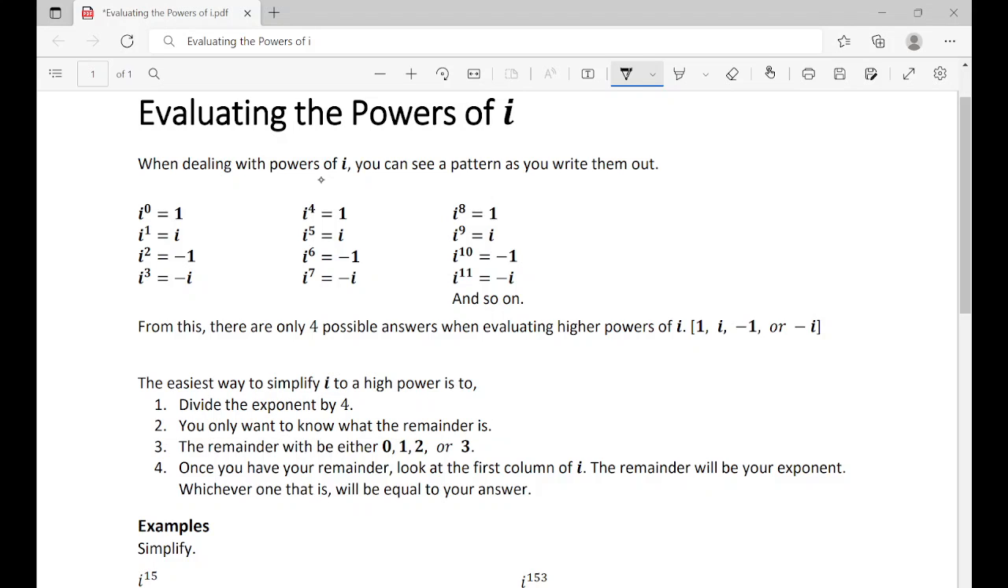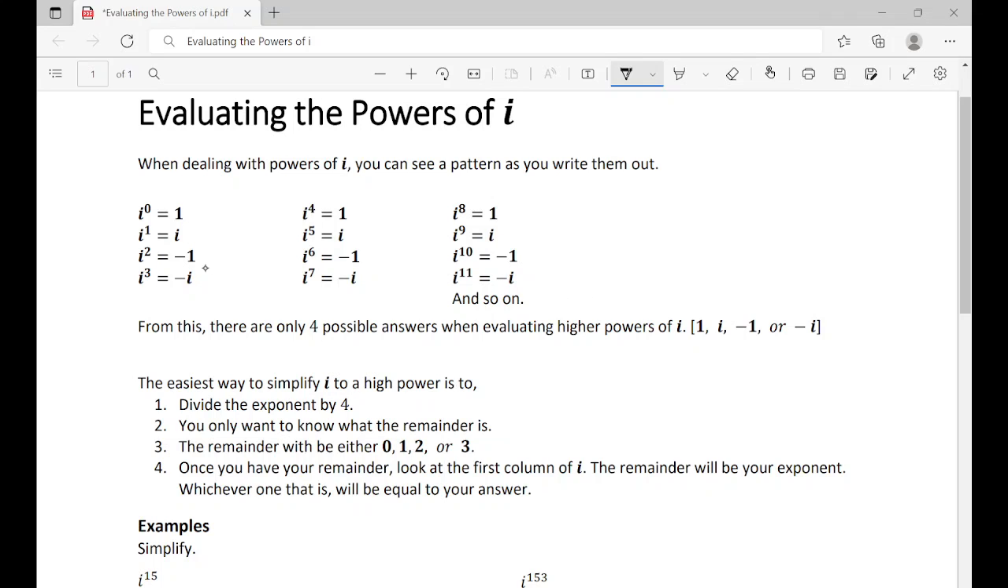When dealing with powers of i, you can see a pattern as you write them out. If we start with i to the 0, it's 1, i to the first is i, i squared is -1, i cubed is -i, i to the fourth is 1, i to the fifth is i, i to the sixth is -1, i to the seventh is -i, i to the eighth is 1, i to the ninth is i, i to the 10th is -1, i to the 11th is -i, and so on and so on.